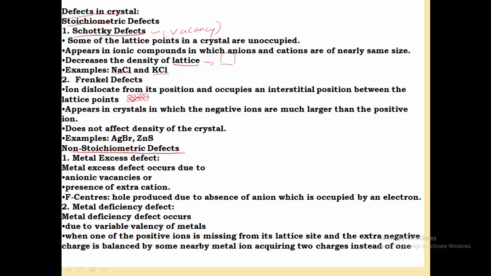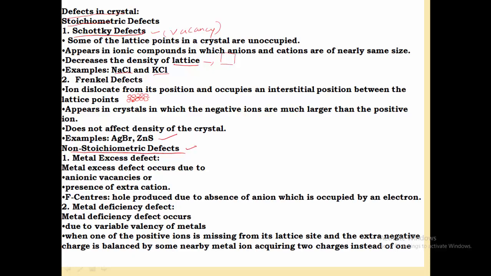interstitial space they will move, and hence it is also known as dislocation defect, and appears in crystals in which the negative ions are much larger than positive ions. So the positive ions can easily accommodate in that interstitial site. It does not affect the density of the crystal because the ions are not removed here. They just dislocate from one position to another position inside the crystal. Examples are AgBr and ZnS.